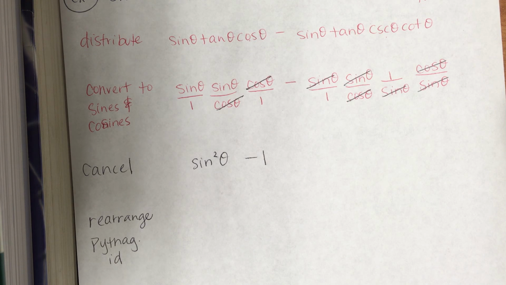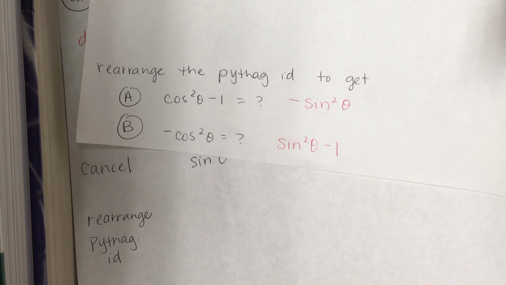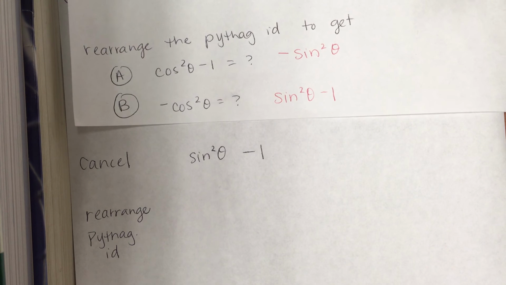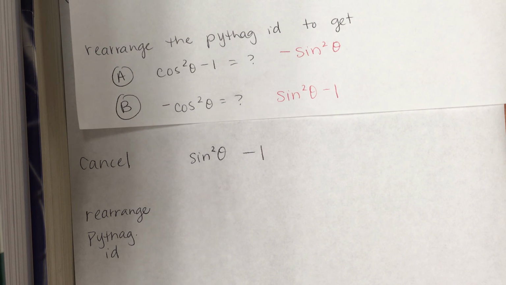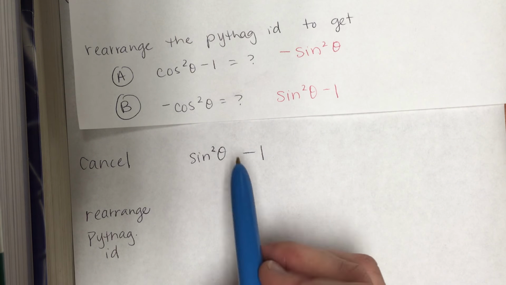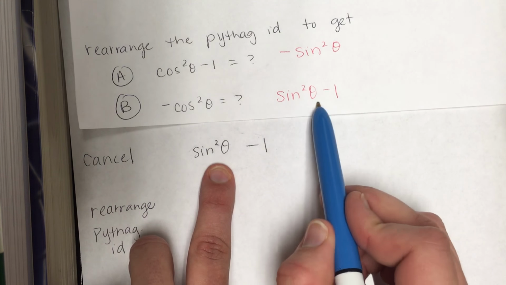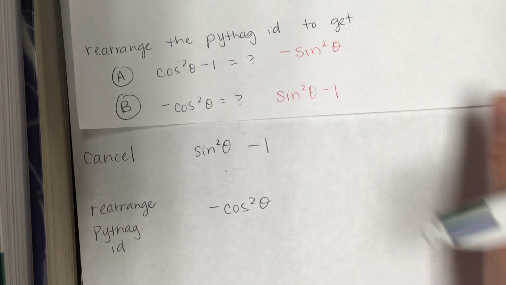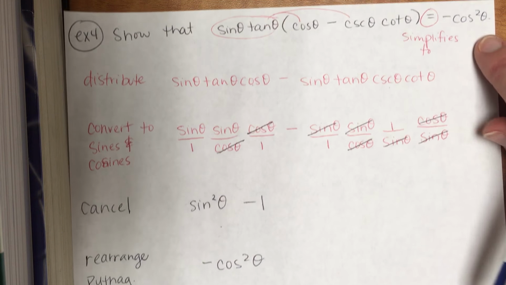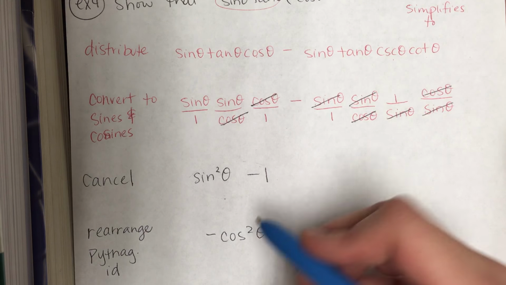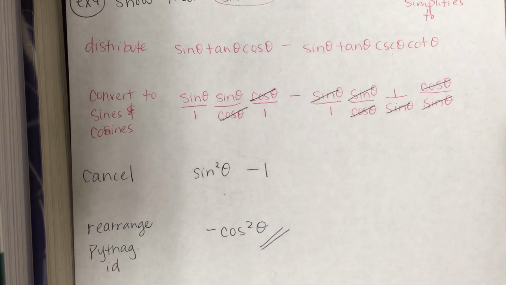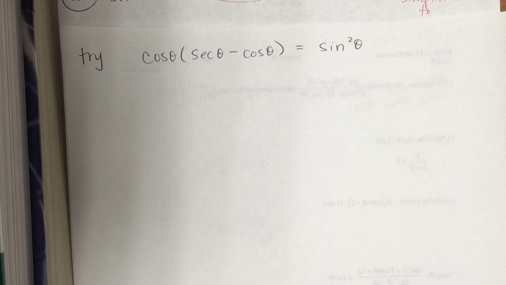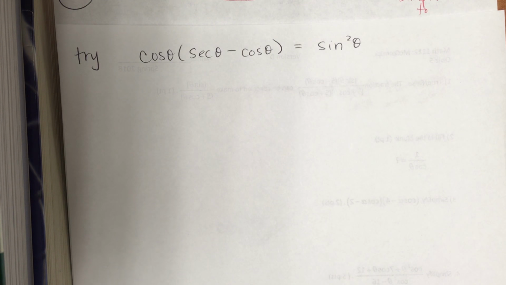But if you look back to the problem we just did, can you rearrange the Pythagorean identity? We did. Negative cosine squared is sine squared minus 1. When you rearrange things, subtract your 1 to the other side, subtract your cosine to the other side. So notice I have a sine squared minus 1, so I can replace it with a negative cosine squared theta, which happens to be what I'm trying to get to. So I'm done. Try this one on your own if you want another thing to practice, but it'll use similar steps to this last example.